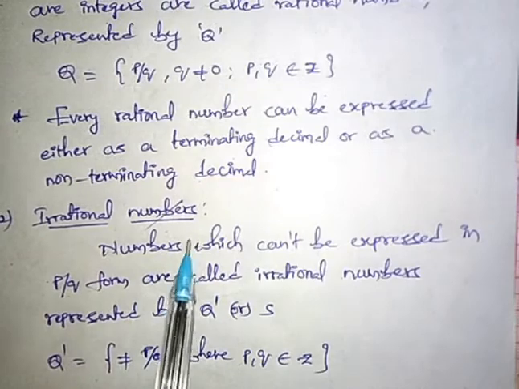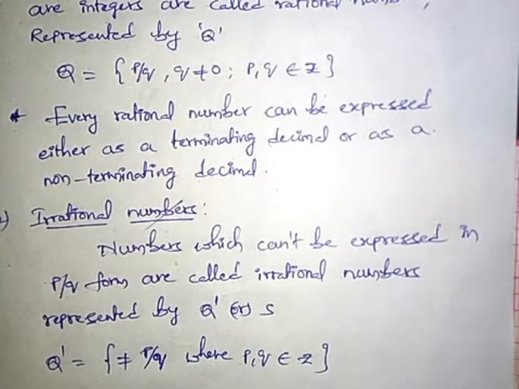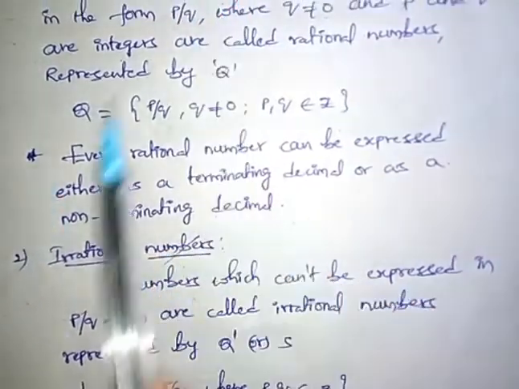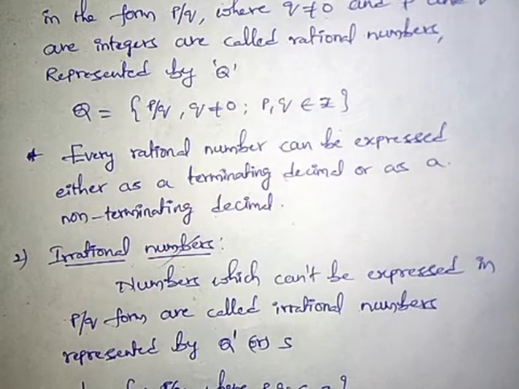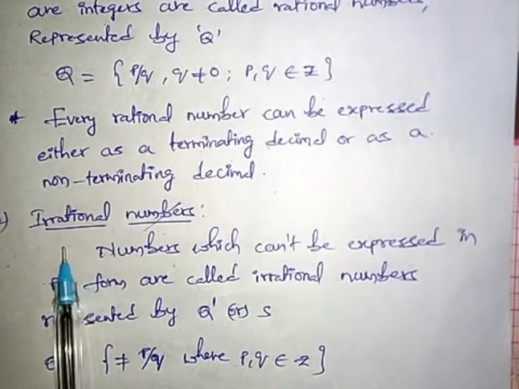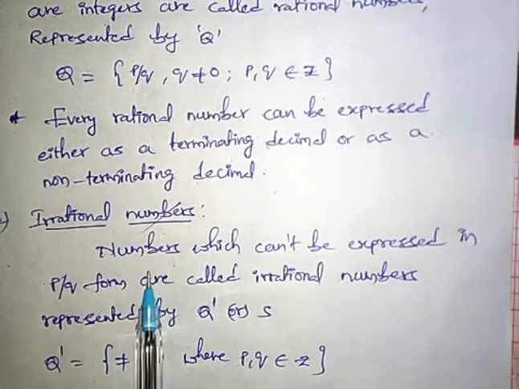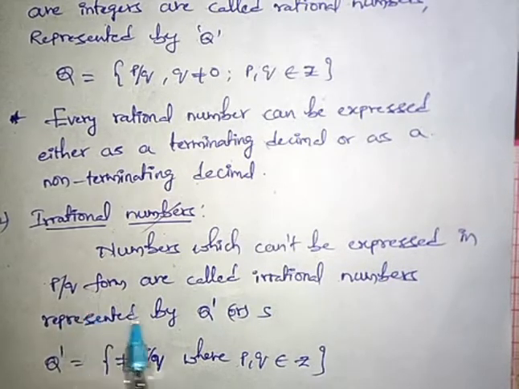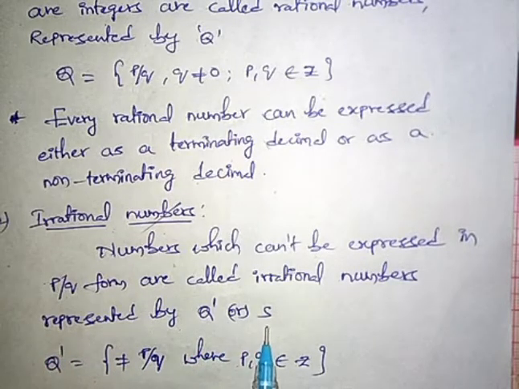Next concept, that is irrational numbers. Irrational numbers are opposite to the rational numbers. Numbers which are in the form of p by q are called rational numbers. Numbers which can't be written in the form of p by q are called irrational numbers. Let's have a look at the definition. Numbers which can't be expressed in the form of p by q are called irrational numbers, and these numbers are represented by the letter Q dash or S.